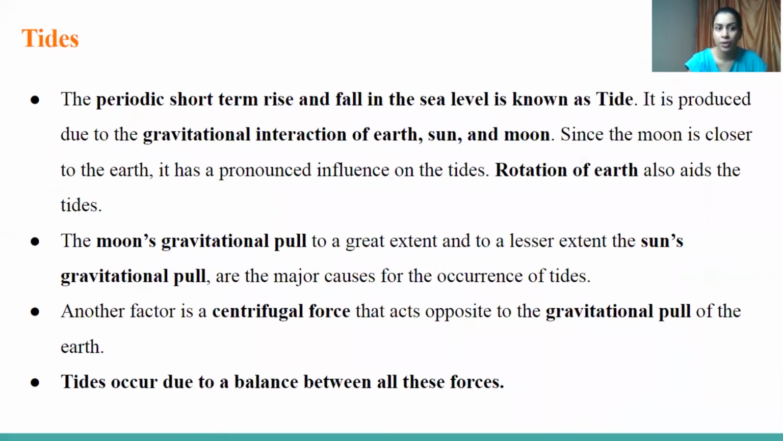Next are tides. The periodic short-term rise and fall in the sea level is known as tide. It is produced due to the gravitational interaction of Earth, Sun and Moon. Since the Moon is closer to Earth, it has pronounced influence on the tides. Rotation of Earth also aids the tides. The Moon's gravitational pull to an extent and, to a lesser extent, the Sun's gravitational pull are the major causes for the occurrence of tides. Another factor is the centrifugal force that acts opposite to the gravitational pull of the Earth. Tides occur due to the balance between all these forces.